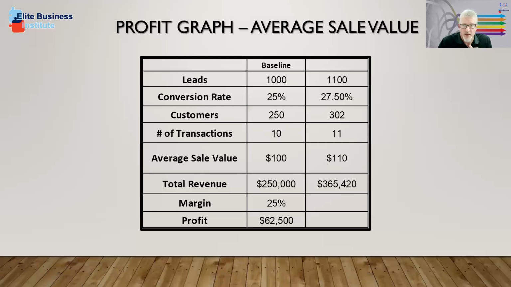So if we said the average transaction value is now $110, look at the difference in the revenue. You've just jumped from $250,000 to 365 grand, just by simply adding 10% to your leads, your conversion rate, your number of customers, your number of transactions, and raising your price.